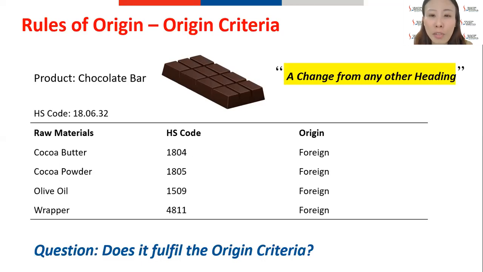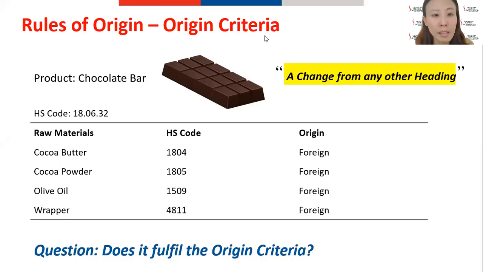So to the 57%, yes, you are correct. It does fulfill the origin criteria. So the solution for this is, sorry, allow me to stop sharing the results. So the solution for this is the HS code of the final product is 180632, and the origin criteria is a change in heading, which is a 4-digit level change.